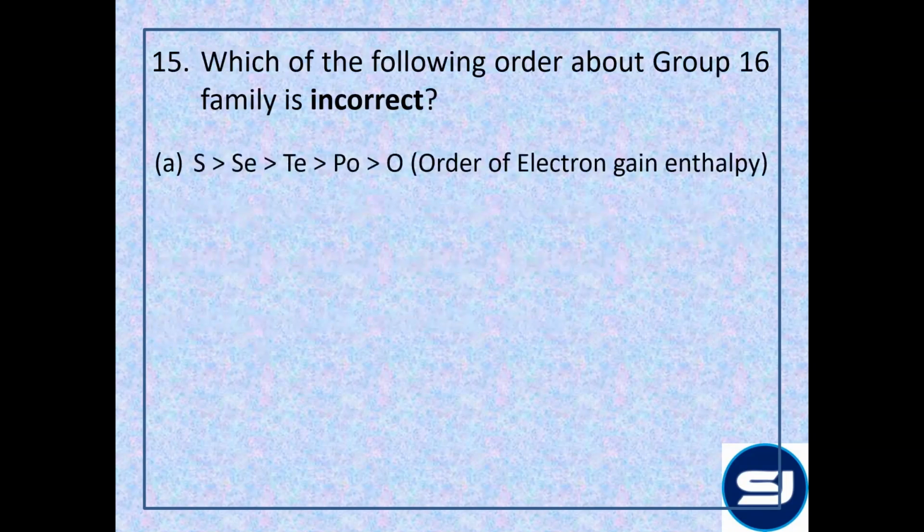Which of the following orders about the group 16 family is incorrect? First one, electron gain enthalpy, is it correct? Yes. Sulfur has the highest electron gain enthalpy for the group 16, followed by not oxygen. It is selenium, tellurium, polonium, and oxygen is at the end. Oxygen का electron gain enthalpy is the lowest among the group 16 family. This is as per the values the order is identified: sulfur, selenium, tellurium, polonium, and then oxygen.